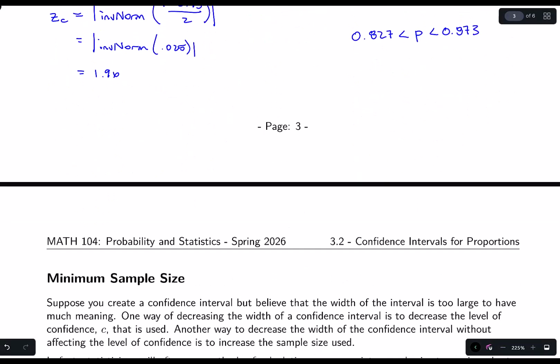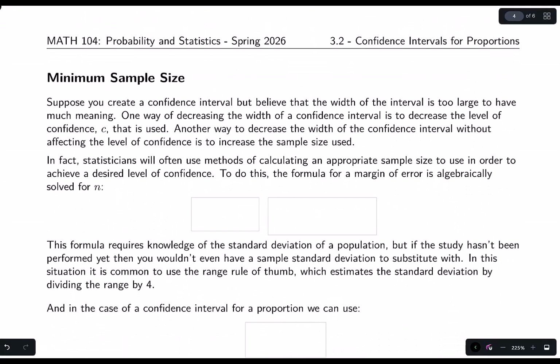Okay, the next thing that we need to discuss here is what's known as the minimum sample size. All right, so suppose you create a confidence interval, all right, but you look at your confidence interval and you think to yourself that it's too wide. You know, we did all the work required, but the result is just too wide. So what we would like to do is make that confidence interval be a smaller width.